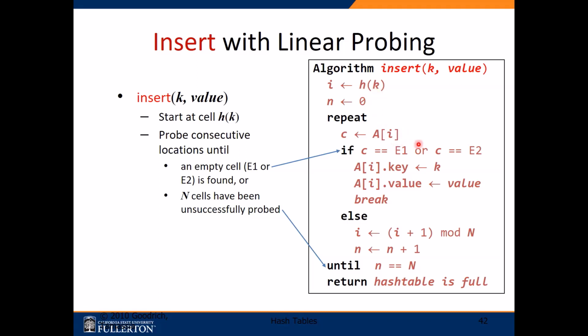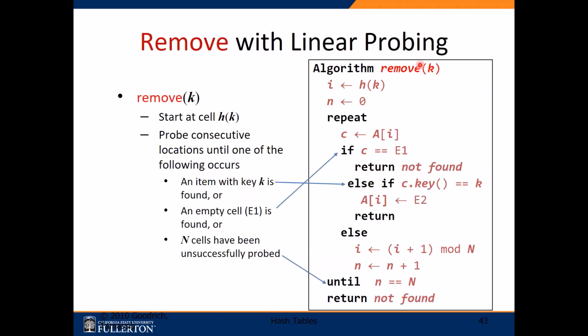And it doesn't matter if it is E1 or E2, we can use any empty cell to store our new value. So once we find this, we store the corresponding key and value in this empty cell, and then we are done. And I'll keep probing in this repeat until loop until I find an empty space or until I realize that my hash table is full, which I check by keeping track of the number of probes in this variable small n.